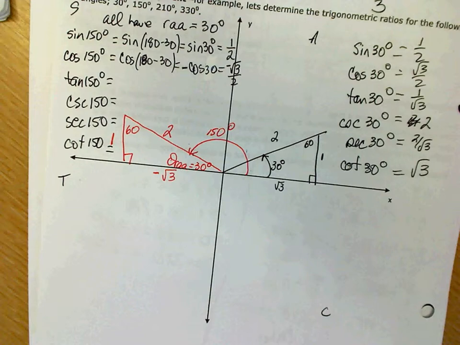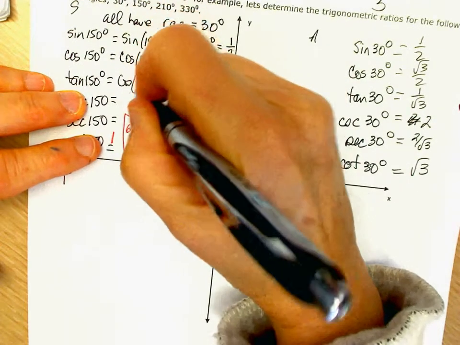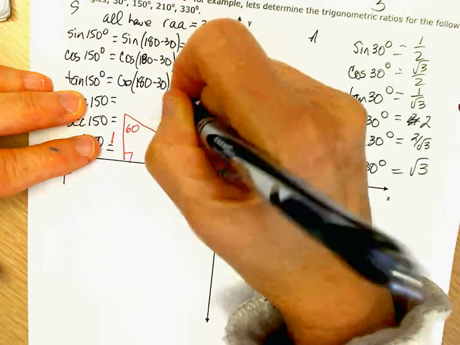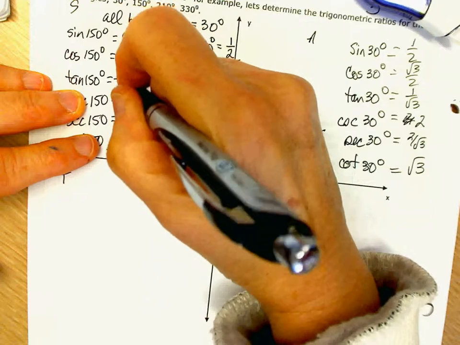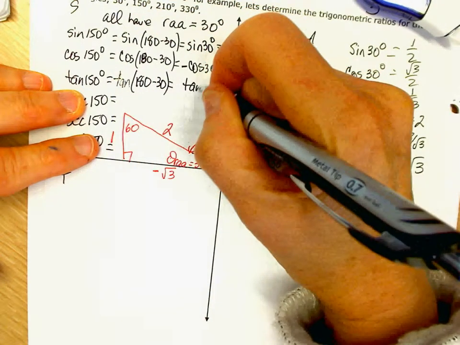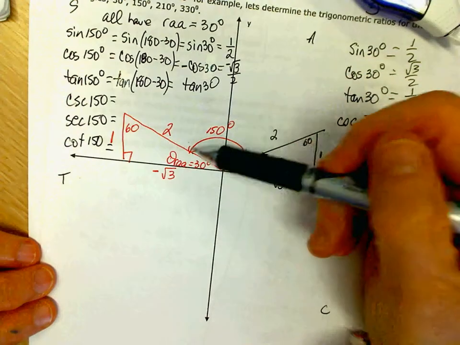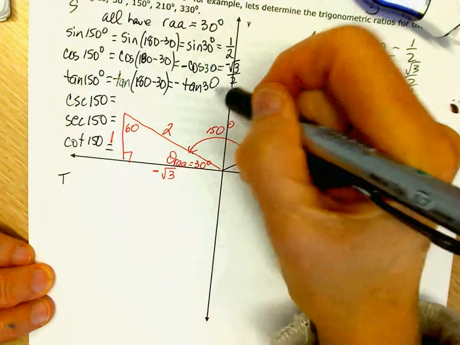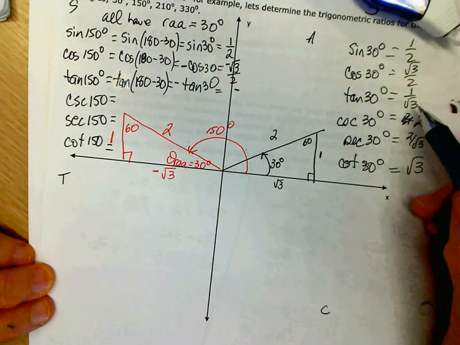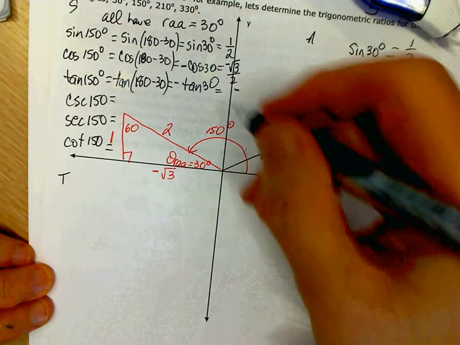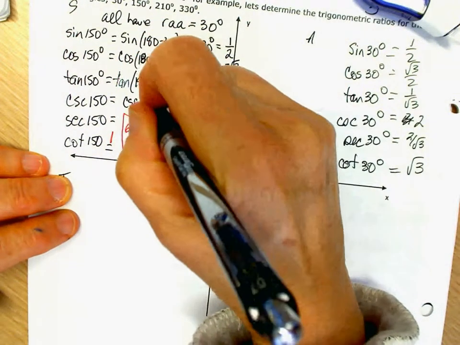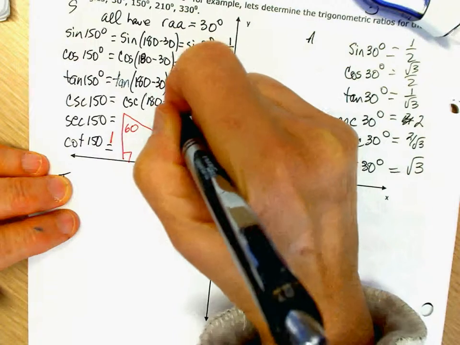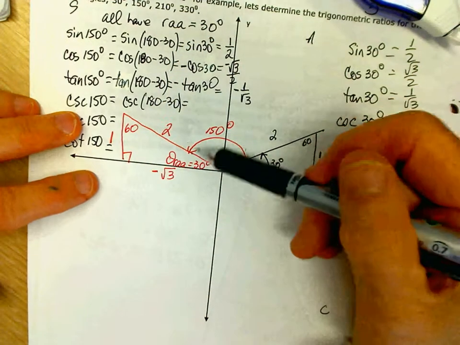Okay, so this is cos of 180 minus 30. Sorry, it's tan. It is equal to tan of 30. But is tan positive or negative here? It's negative. So this is equal to negative 1 over root 3. This is cosecant of 180 minus 30. So is cosecant positive or negative here? Positive. So that equals 2.